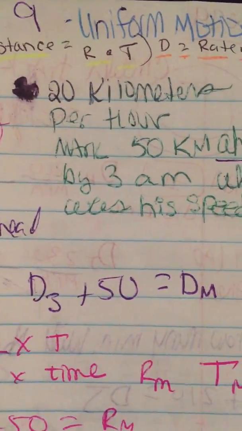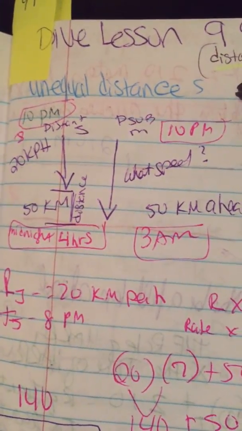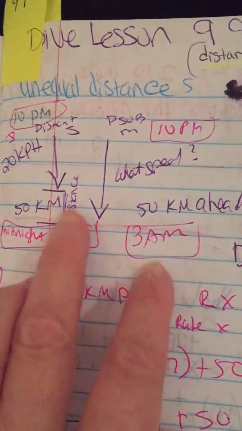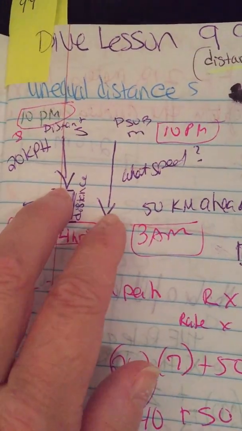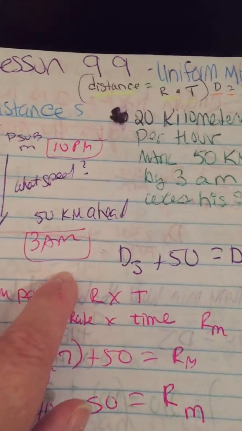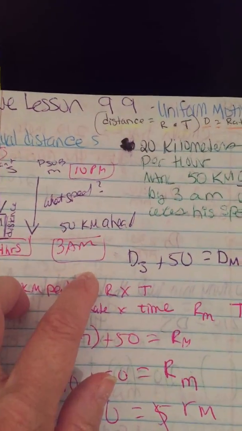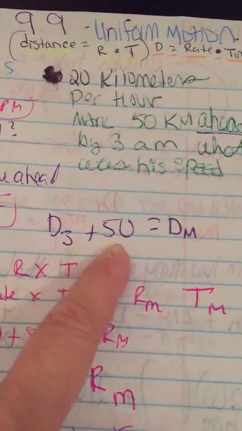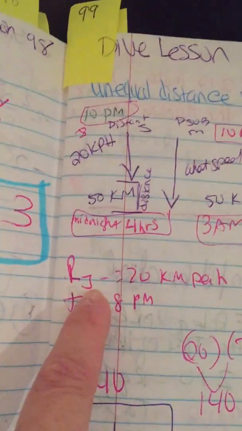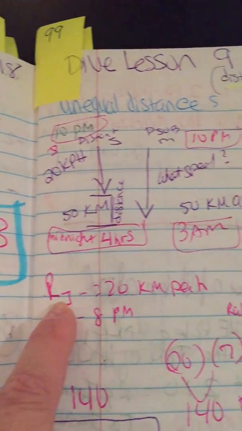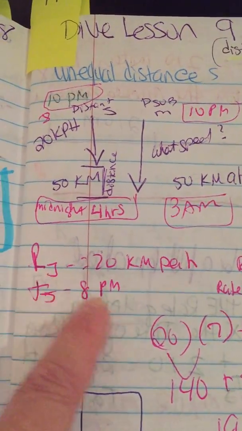Unequal distances. To calculate these unequal distances, you can see that one goes this far and one goes this far, and one passes the other. And these are saying that they're 50 kilometers ahead. So you're going to do d sub j plus 50 equals d sub m. Okay, if you read the lesson, you'll understand what this is.